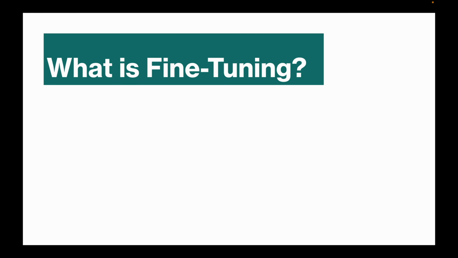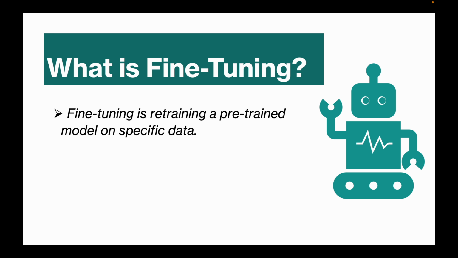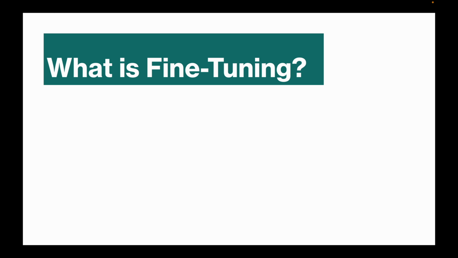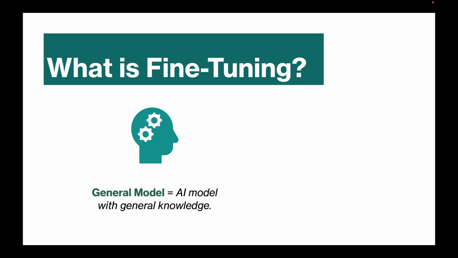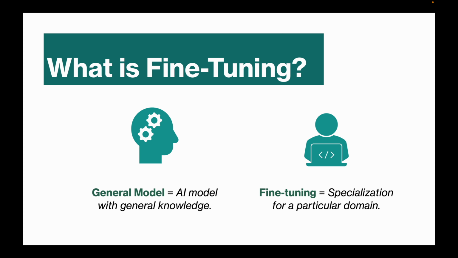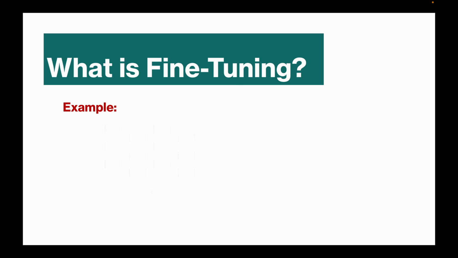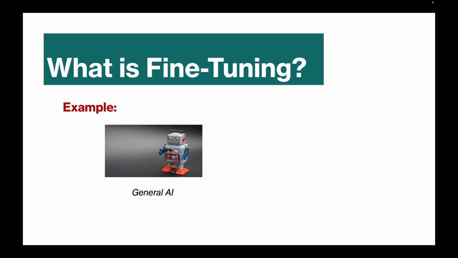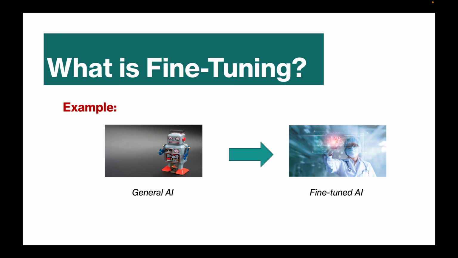What is fine-tuning? Fine-tuning is the process of taking a pre-trained AI model and training it again using a smaller, task-specific dataset to improve its performance. Let's think like this. A general AI model is with general knowledge, which can be a model trained on the internet. Whereas a fine-tuned model is a specialization for particular domains such as healthcare, finance, or customer service. For example, a general AI model knows English very well, and after fine-tuning the model, it becomes a medical expert. Therefore, instead of building a new model, we adopt an existing one.